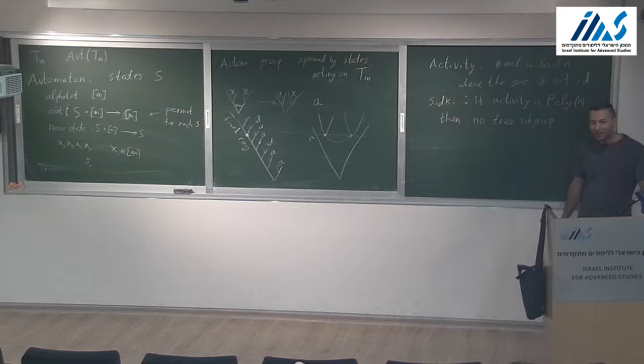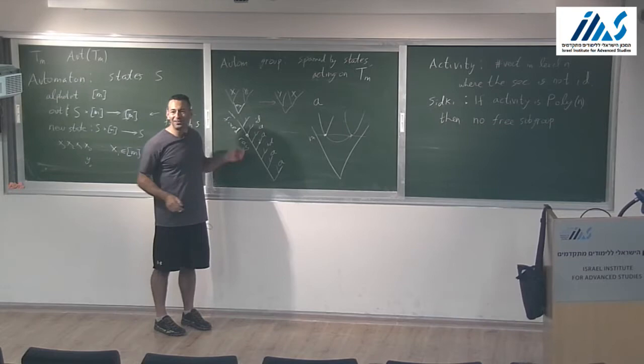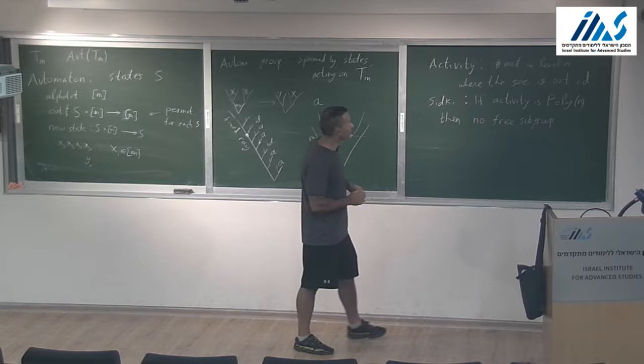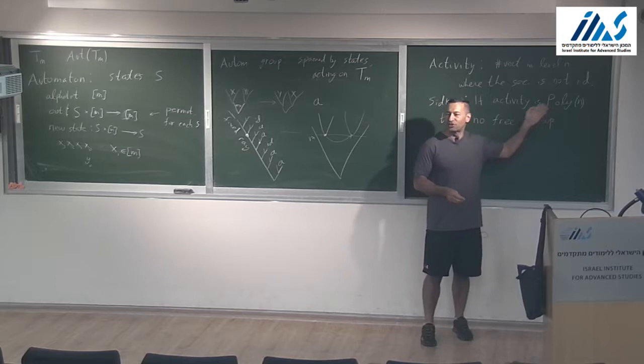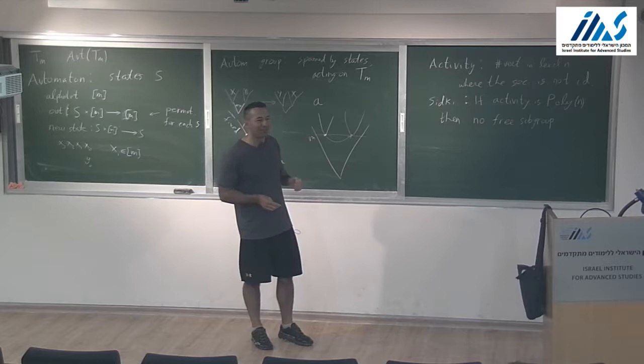It's certainly possible to find finite state automatons where you get a free group, but those have exponentially growing activity. And because of this additivity of the activity when you multiply, it's enough to check this for the generators. So if this holds for the generator for a polynomial of some degree, then it holds for every element of the group with maybe a different constant, but the same degree polynomial.